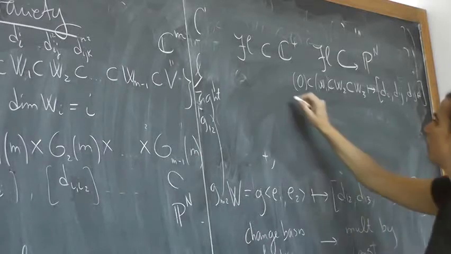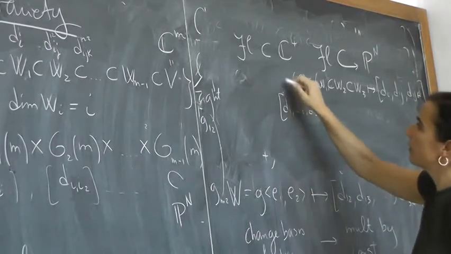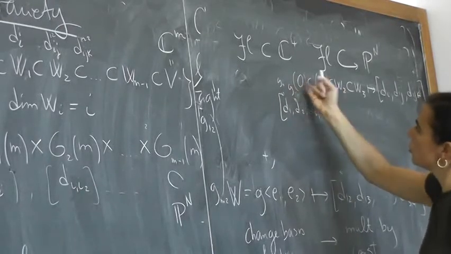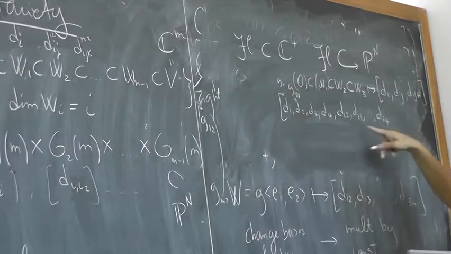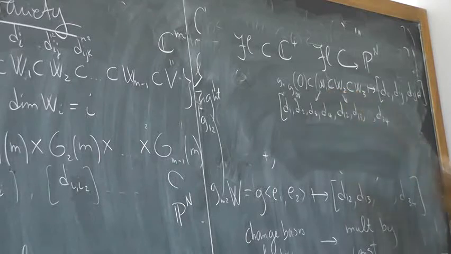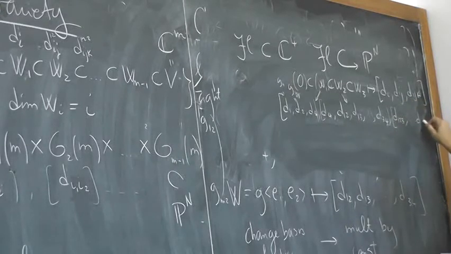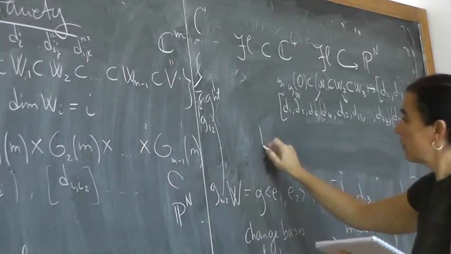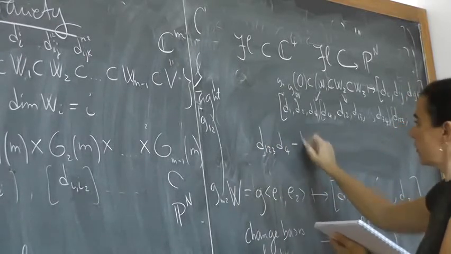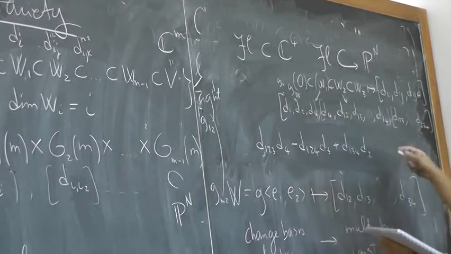So what are the coordinates? They will be d1, d2, d3, d4. So this will be really G(1,4), G(2,4). The elements of the second order will be d12, d13, ..., d34. This is the Grassmannian. And then it will be d123, d124, d134, d234. What are the relations? One of them, there are many: d123 d4 minus d124 d3 plus d134 d2. I took it from my thesis.